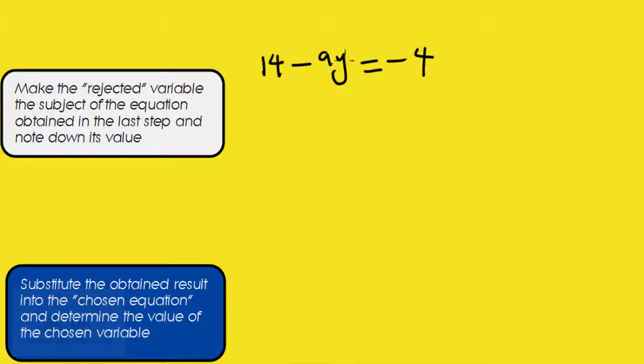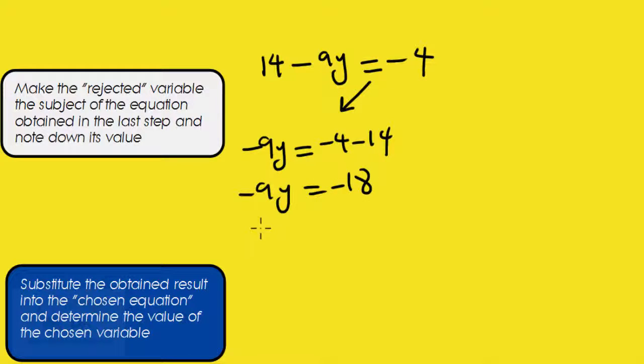Making y the subject of the formula, isolating y on the left hand side. So I'm going to actually do 2 different approaches. Here, I'm just going to get rid of the 14 by subtracting 14 from both sides. This gives me minus 9y equals minus 4 minus 14, which gives minus 9y equals minus 18. I'm going to divide through by minus 9, which gives me y equals minus 18 over minus 9. This gives me y equals 2. That's one approach to get y equals 2.